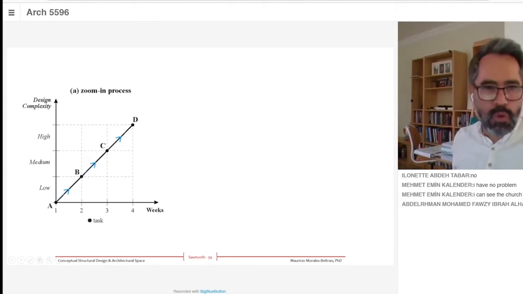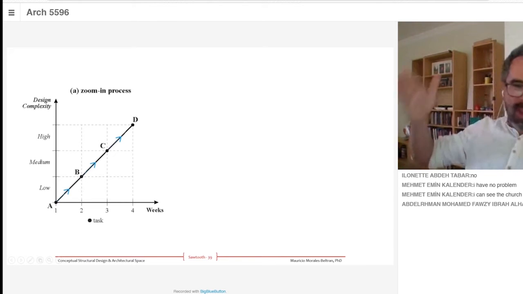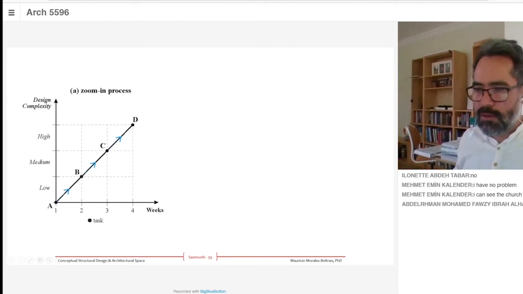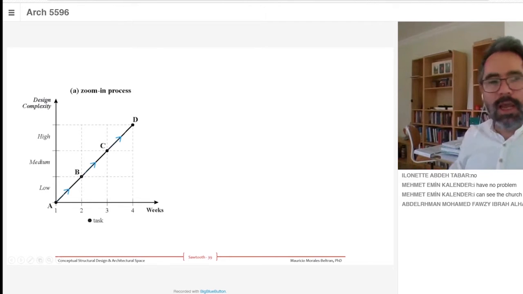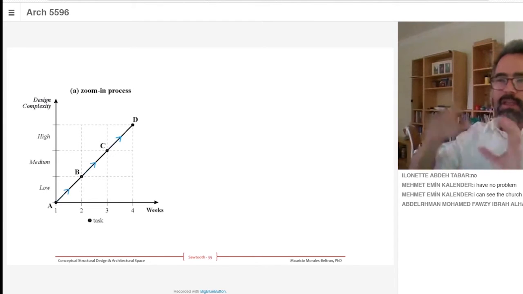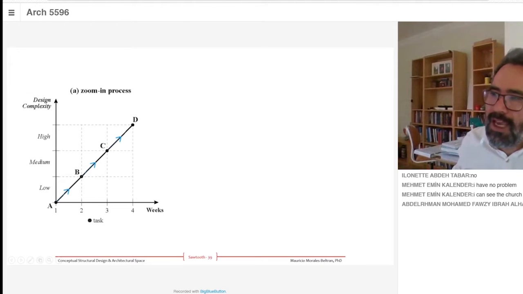So in the studio, you usually have a series of tasks that have to be developed in a certain time, for example weeks, and you are expected to increase this design complexity, which can be translated also into complexity and knowledge. Again, this is ideal because we move from low, starting the first week, to medium or to advanced in the second, and so on and so forth. So we keep increasing until we finish.